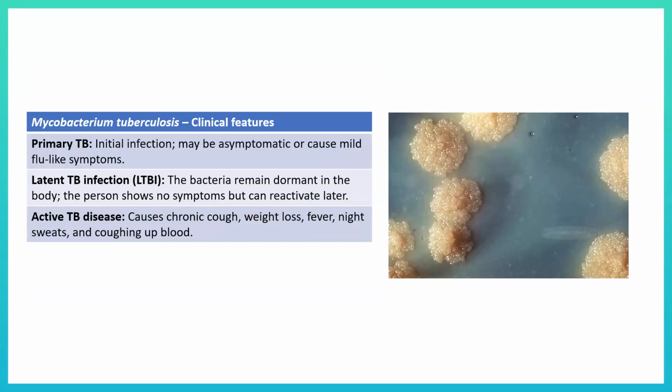When you have active TB, it makes you very sick. You get a lot of weight loss, a very bad cough, fever, night sweats, and you cough up blood. You see it quite often in the movies with people coughing into a tissue. In the older days, if someone was going to signify they were going to die, that's what you'd see them cough into a tissue with blood, and it would be TB.